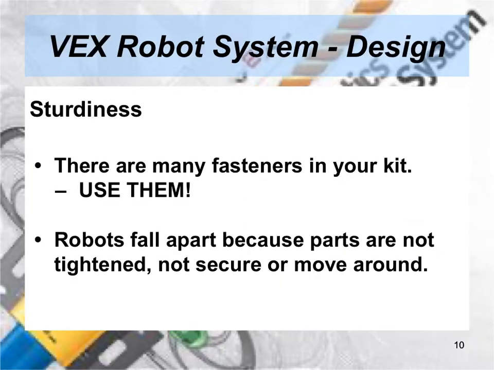Another design consideration is sturdiness. You've got a lot of fasteners in your kit. It's important to use them. Robots can fall apart because parts are not tightened, not secure, or move around. It's important to spend the first couple minutes with your robot making sure all the parts are nice and tight, or else your robot will fall apart and malfunction.